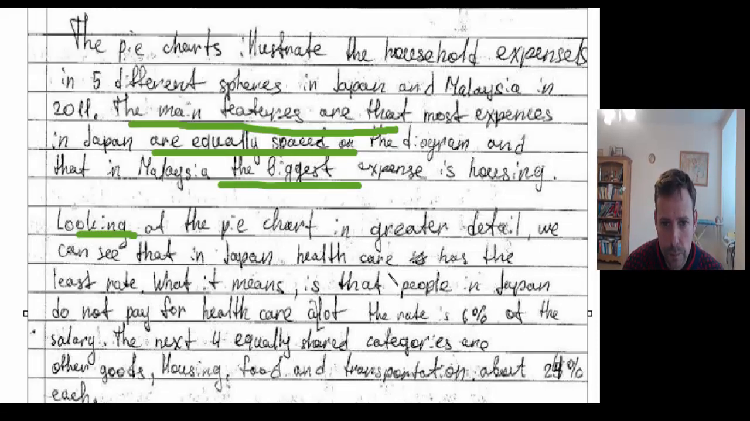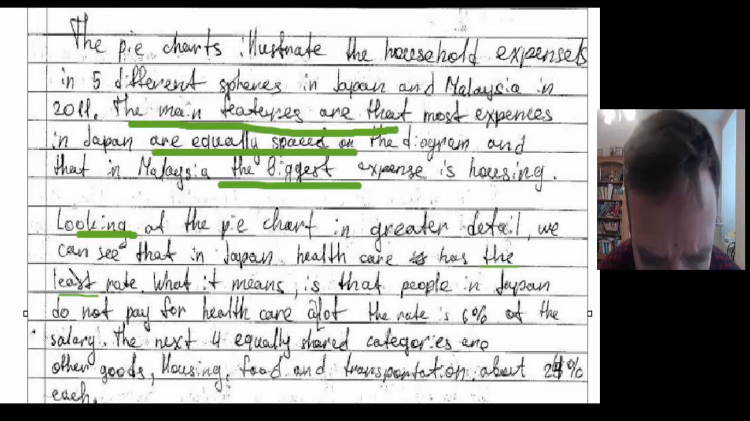Okay, we can see that in Japan, healthcare has the least rate. Okay, so that's the least. That's another least one there. Probably should be the lowest rather than the least. So that's actually a mistake there. I don't know if I'd say it's a grammar mistake or a vocab mistake.